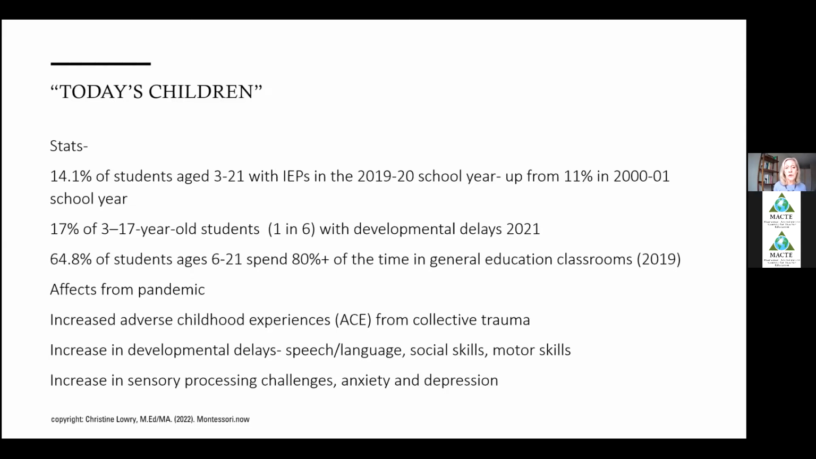17% of students 3 to 17 years of age were identified as having a developmental delay. This is a statistic from the Center for Disease Control. So this is a little bit more recent. This actual statistic, I think, is from a year or two ago, but it was revised and updated on their website in 2021. But what we know is that during this time, and again, in the 2019-20 school year, almost 67% of all students aged 6 to 21 spent 80% or better of their time in the general education classroom, receiving services and supports in the general education classrooms.